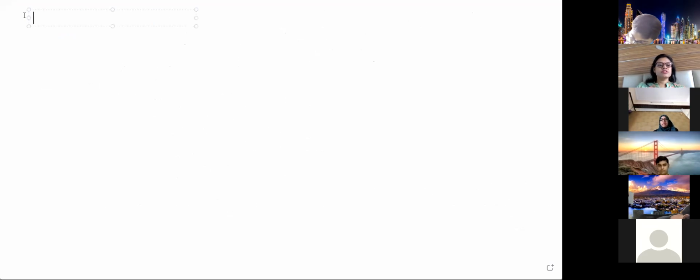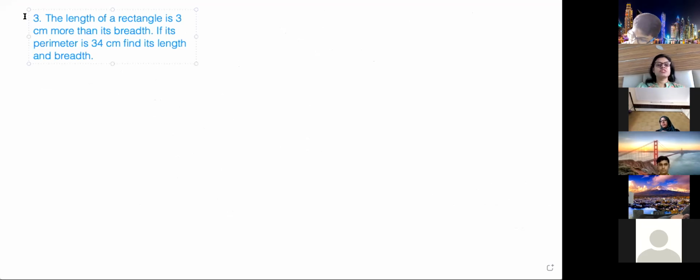Next question is, now this is perimeter. Now tell me, the length of a rectangle is 3 centimeter more than its breadth. If its perimeter is 34 centimeter, find its length and breadth. So what will you suppose? Length or breadth? What will you suppose from the question? X will be what?